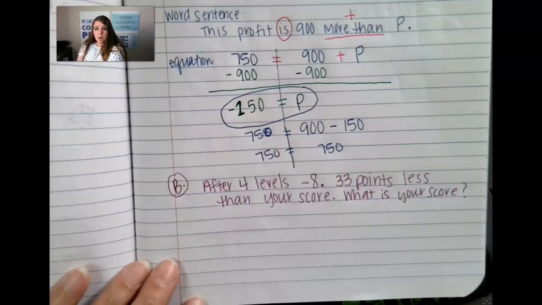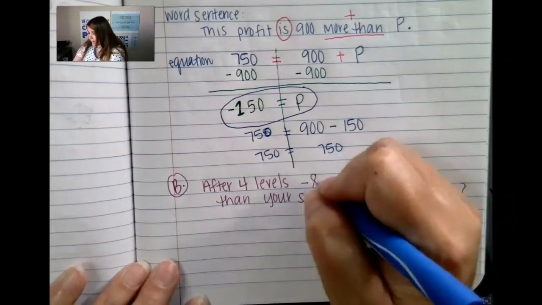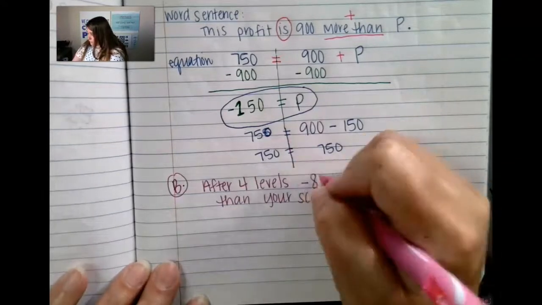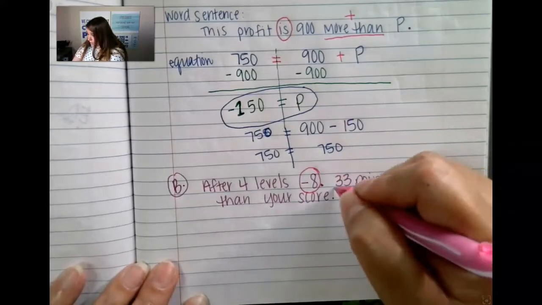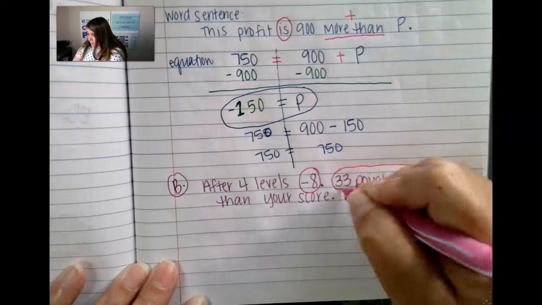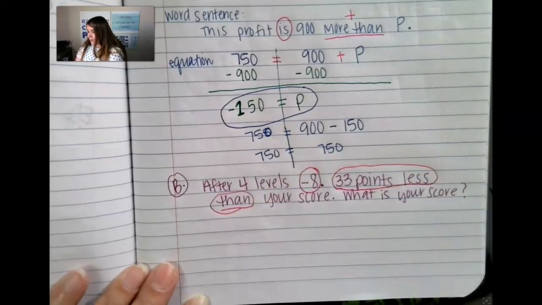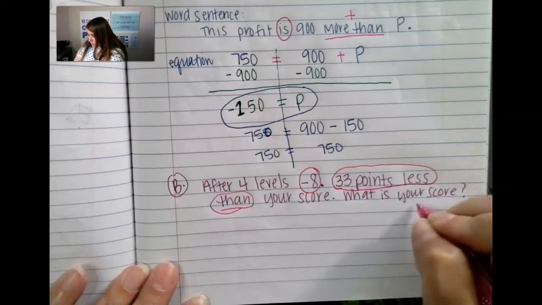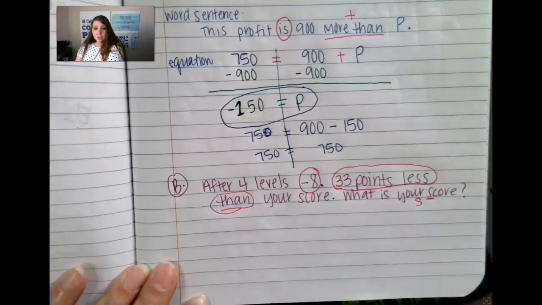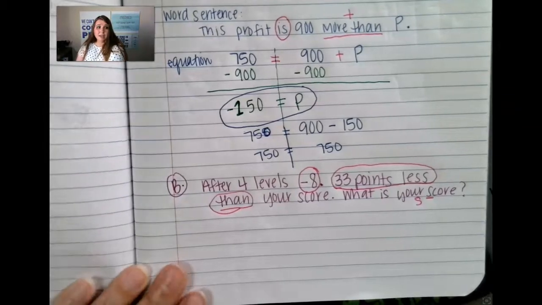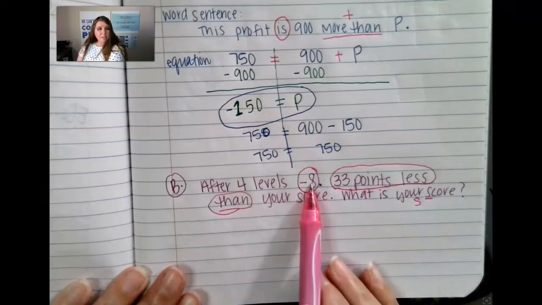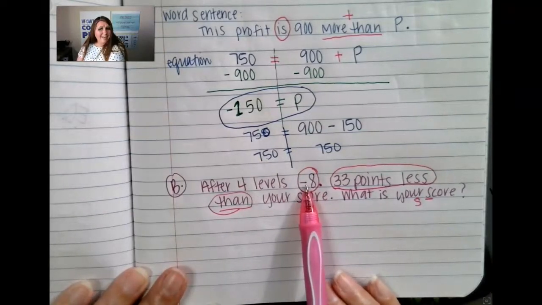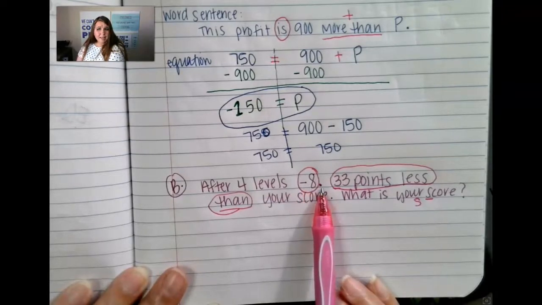Okay, so first of all, let's talk about some important information here. So important information that we have is -8. Oh, let's use pink again. Important information is also 33 points less than. And we want to know, what is your score? Well, we don't know. So let's use an S for score so that we can write an equation and solve this. Okay, so our friend's score is -8.